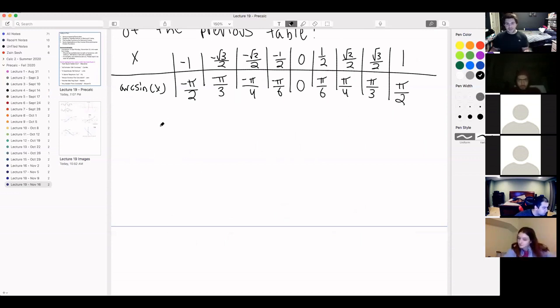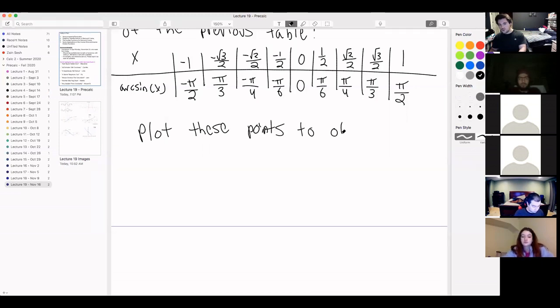And how do we get the graph? Well, you just have to plot these points now in the xy plane. So that's very simple now. So now plot these points to obtain the graph for arc sine of x.